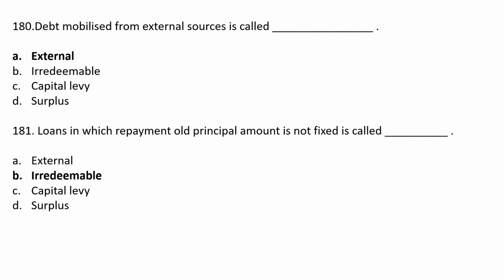Debt mobilized from external source is called dash. Option A external, option B irredeemable, option C capital levy, option D surplus. The correct answer is option A external.